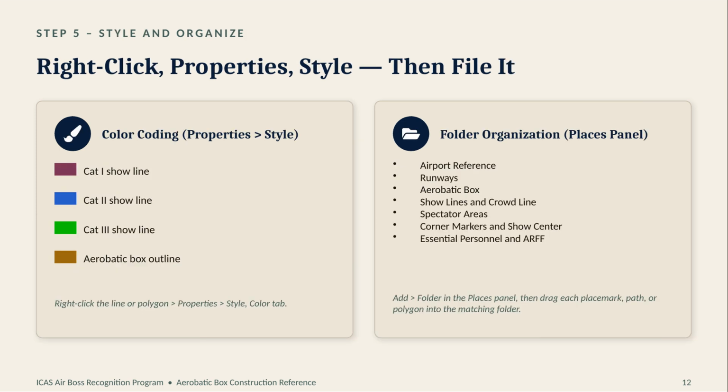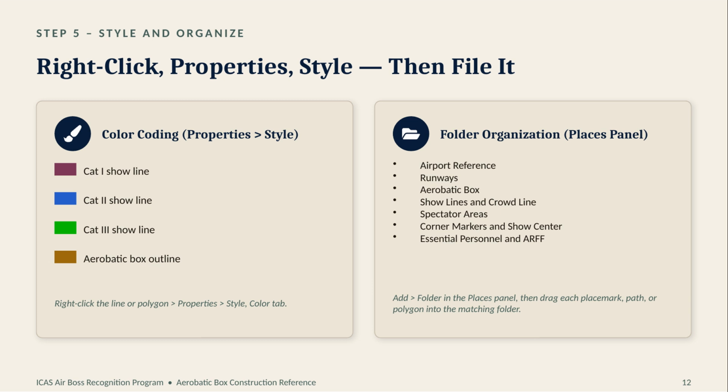With the geometry built, step 5 is styling and organizing the file so it's usable by anyone who opens it after you, whether that's an FSDO reviewer or the next Airboss who inherits your site package. Color coding happens through Properties, then Style on the Color tab. Right-click any line or polygon to get there.